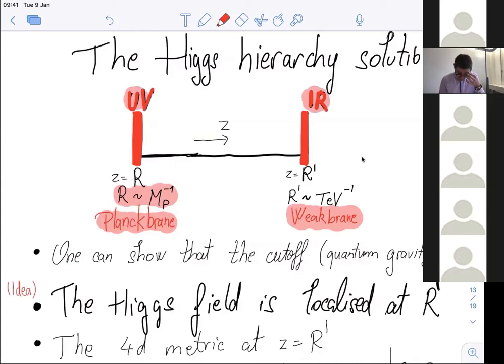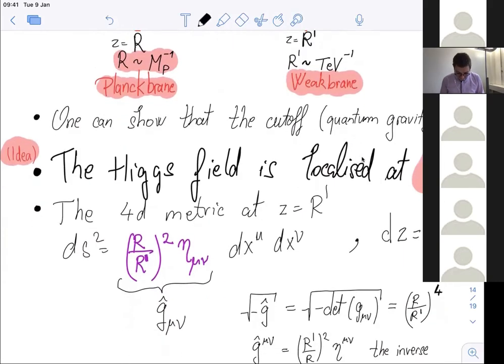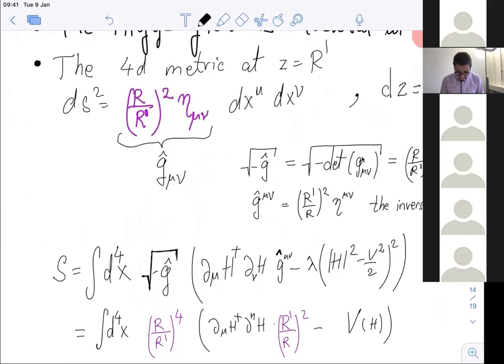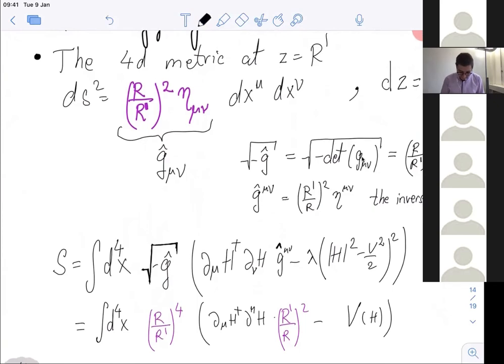And what about the Higgs field? The idea of Randall-Sundrum is that the Higgs field is localized at the infrared brane, at r prime. Remember, branes are these solitonic configurations, objects that can trap the fields. Okay, so let me try to derive how this is helpful.